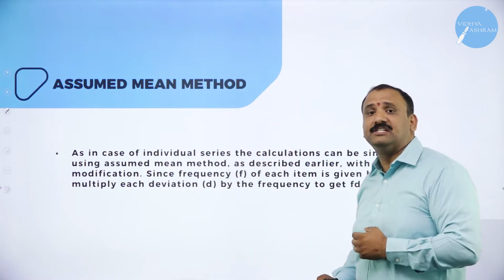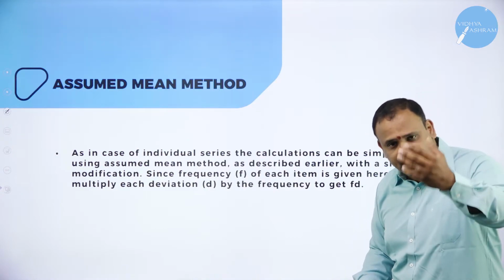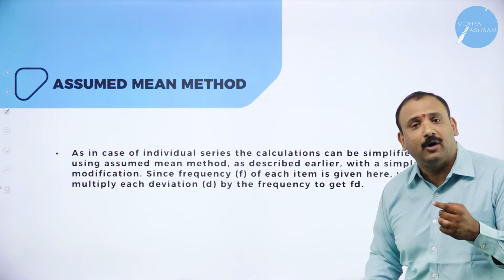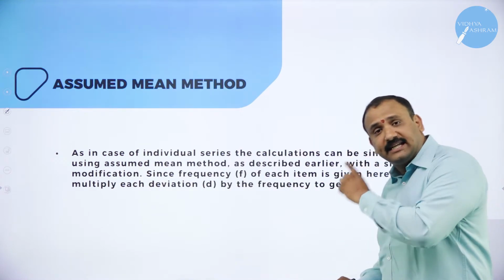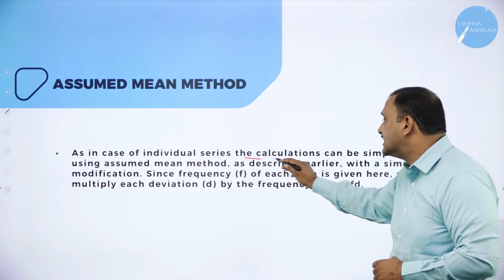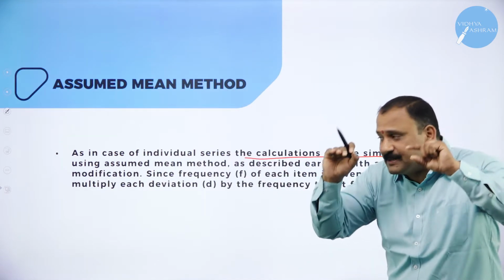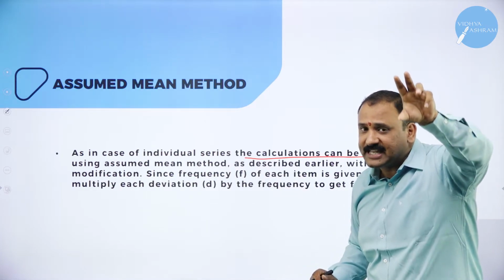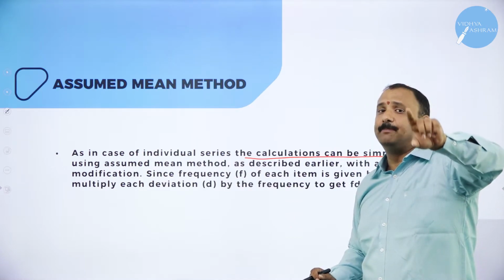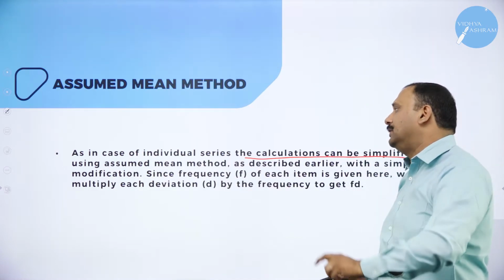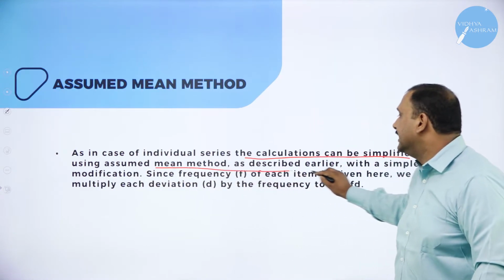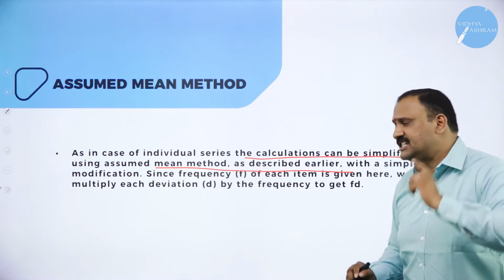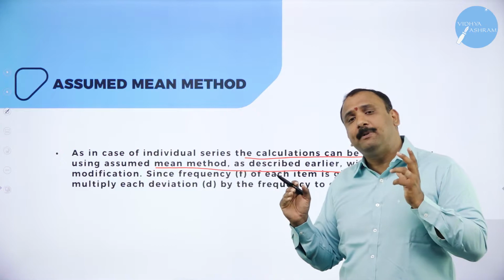We have spoken about this in the last chapter, in the last series altogether. Now in this session also, we are going to talk about the assumed mean method. As in case of the individual series, the calculations can be simplified. That word, can be simplified. That means we are going to make the statistical data even more simplified, even more understandable to you by the assumed mean method as described earlier, because we have already spoken about this method in session 1 where we have used it for a simple modification.